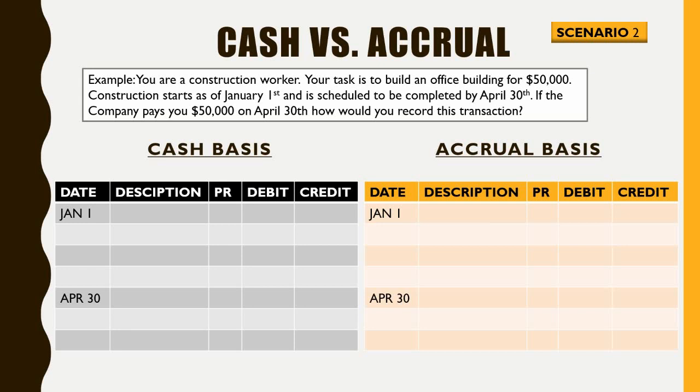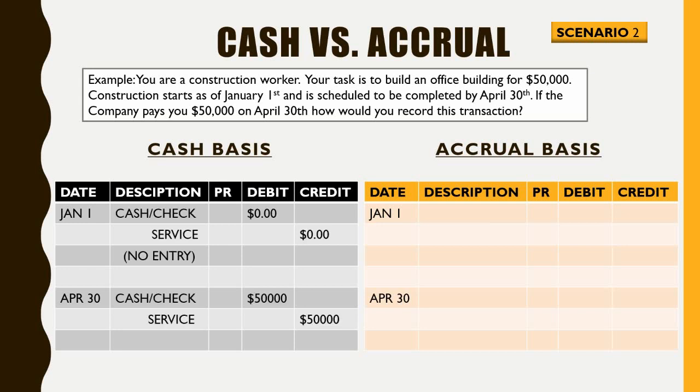0, because we never received the cash. So then what's going to happen in April? He pays you the 50,000. We're going to recognize that he paid me the money. Okay? What about on an accrual basis?